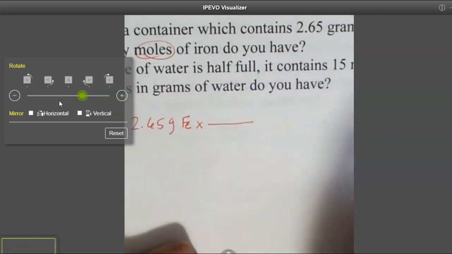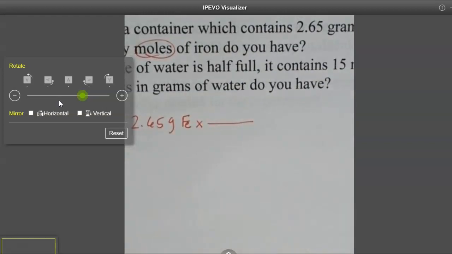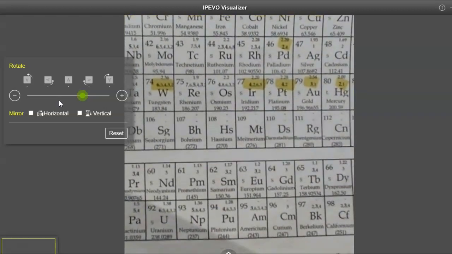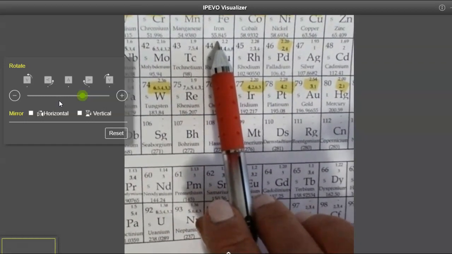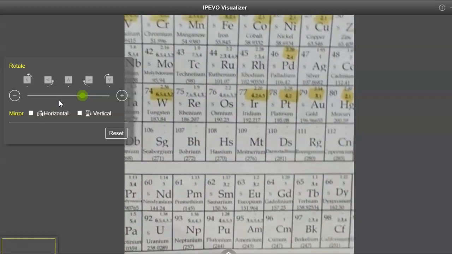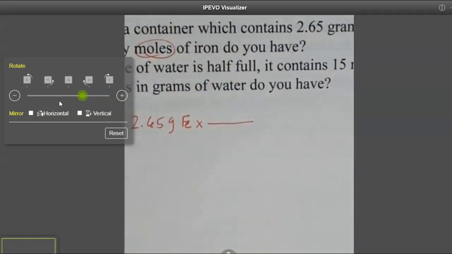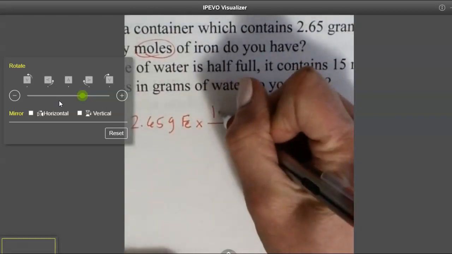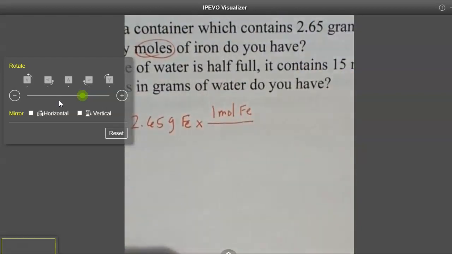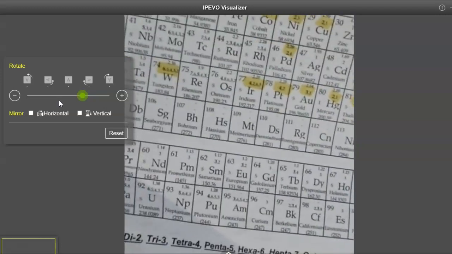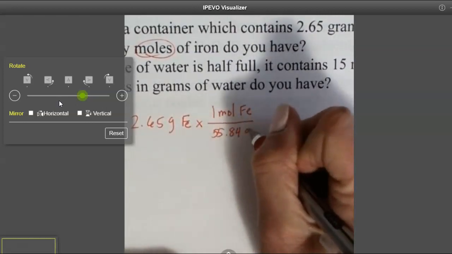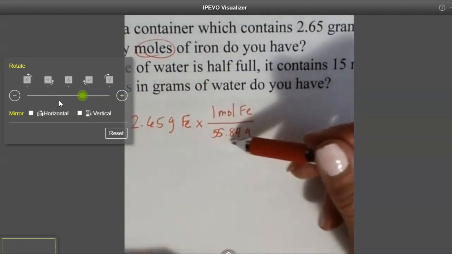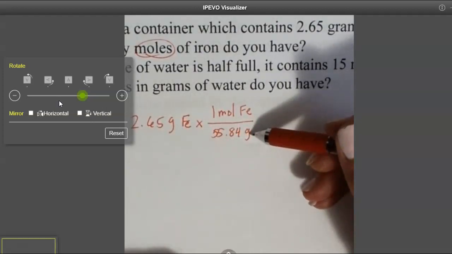So this is what I'm going to do. I'm going to set it up like any sort of dimensional analysis problem. I am going to go to my periodic table and find the molar mass of iron. I'm going to round it to 2 places past the decimal. So 55.84 grams per mole is the molar mass of iron. So I'm going to split this up. 1 mole of iron is equal to its mass in grams, which we saw on the periodic table, as 55.84 grams. This whole conversion factor represents the molar mass of iron.